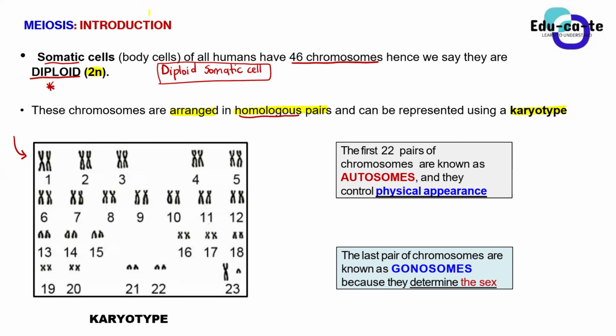Since we have 46 chromosomes in total in the body cell of a human being, if we arrange them in pairs, as in 2-2, how many pairs are we going to have in a body cell of a human being? 23. Yes, we're going to have 23 pairs. So we can either say that we have 46 chromosomes, or that we have 23 pairs of chromosomes.